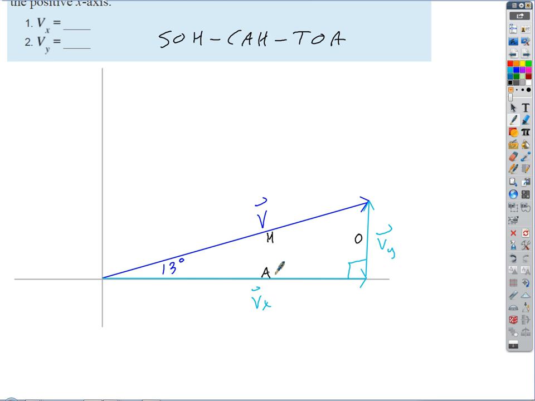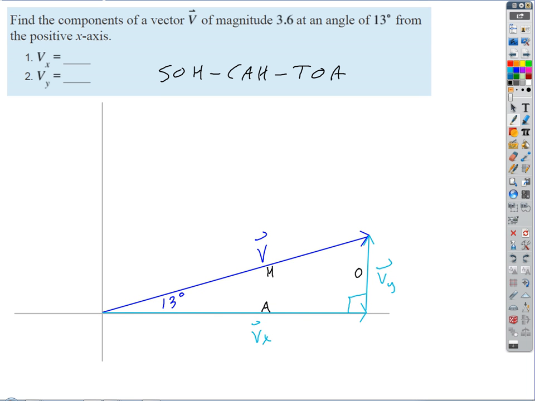All right, so if we want to find v sub x, now we've got to think about which SOHCAHTOA relationship is going to link v sub x to v, right? Because v is the one that we know. We actually have a magnitude for v, don't we? It's 3.6, right? So let's go ahead and write that number down here too. 3.6 is the magnitude. Okay, so if I want to find v sub x, which one of those SOHCAHTOA relationships is going to be the one that relates these two? CAH. Good, because it's adjacent and hypotenuse, right?